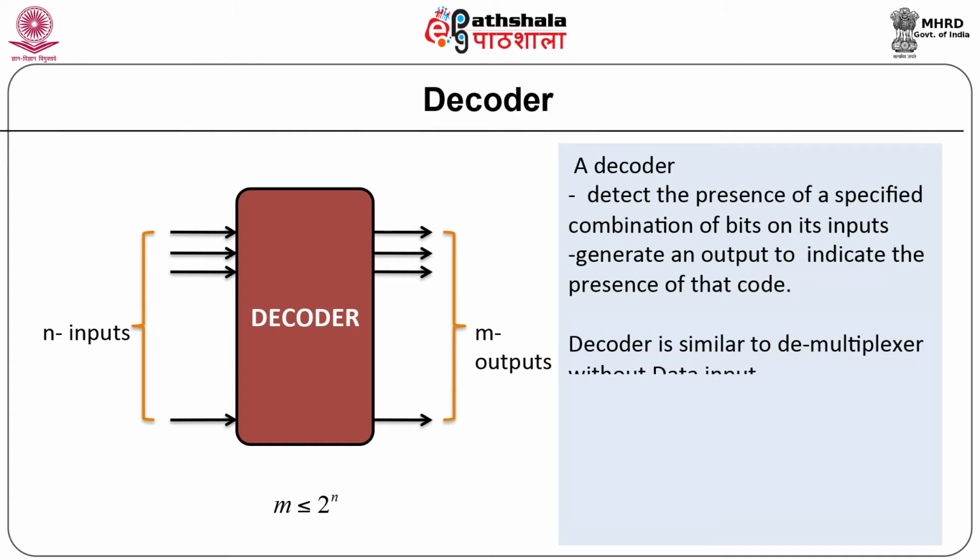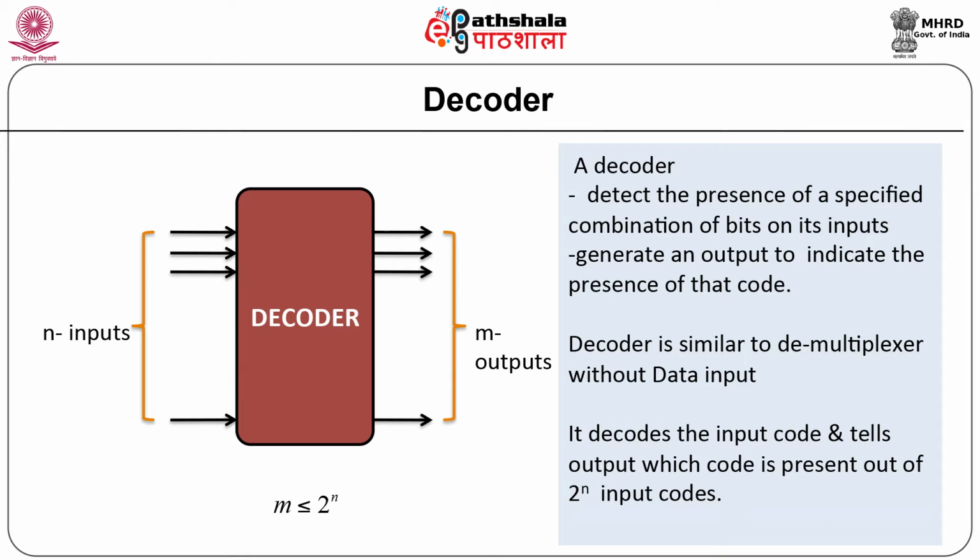A decoder is similar to a demultiplexer without data input. The only inputs present are select lines or control inputs. As its name indicates, a decoder is a circuit that decodes an input code. Given a binary code of n bits, a decoder will tell which code this is out of 2^n possible codes. An AND gate can be used as the basic decoding element because it produces a high output only when all inputs are high.